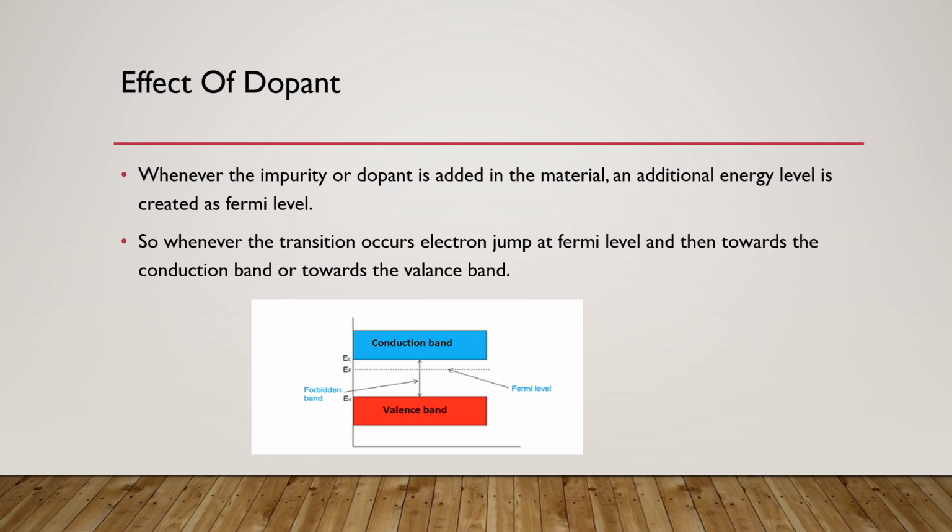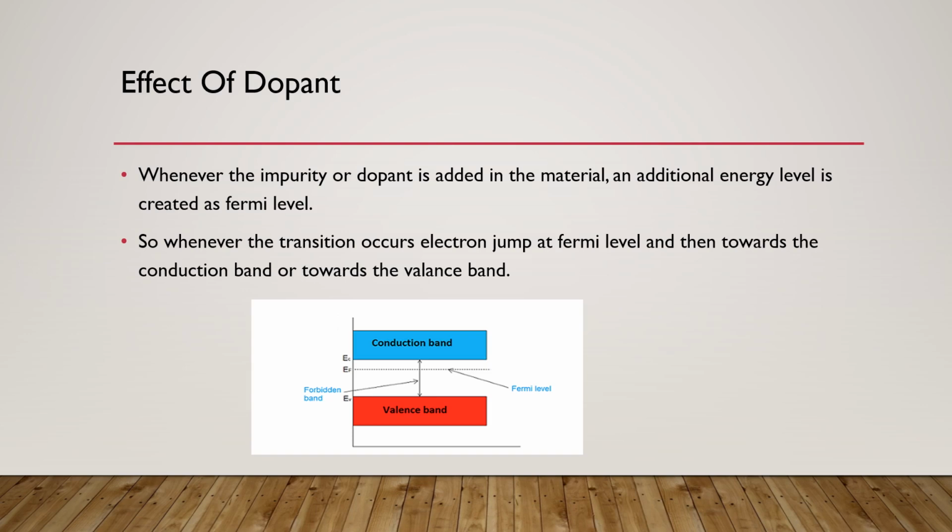Whenever the electron absorbs energy, it first reaches the Fermi level, and from the Fermi level it then makes a transition up to the conduction band. Similarly, during de-excitation, it first de-excites to the Fermi level, then removes some more of its energy and comes down to the valence band. Here EV is the valence band energy, EF is the Fermi band, and EC is the conduction band.